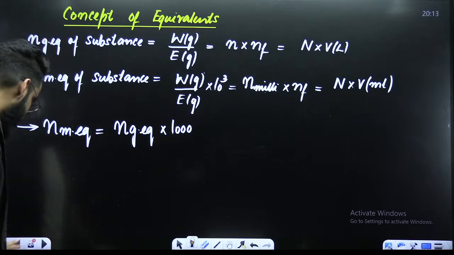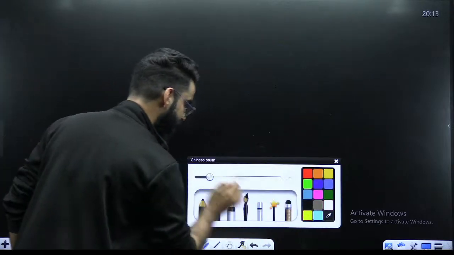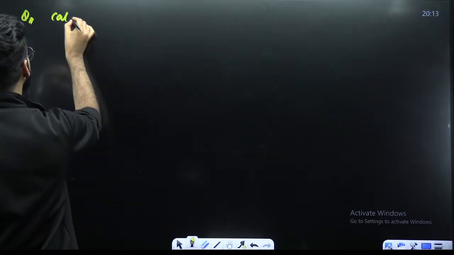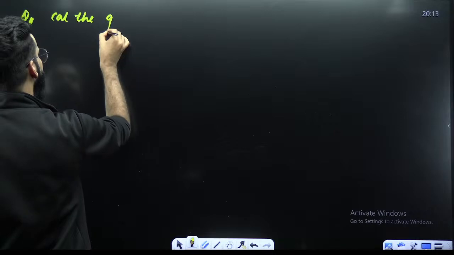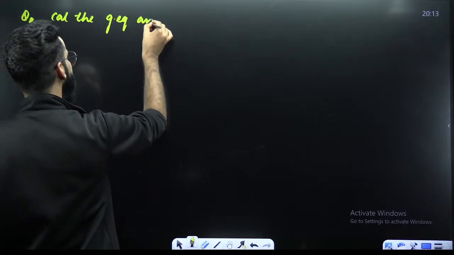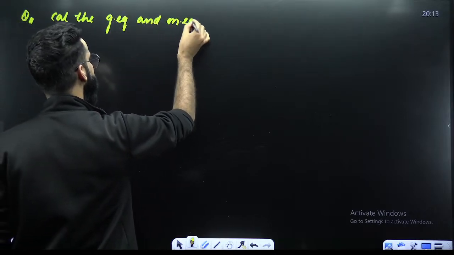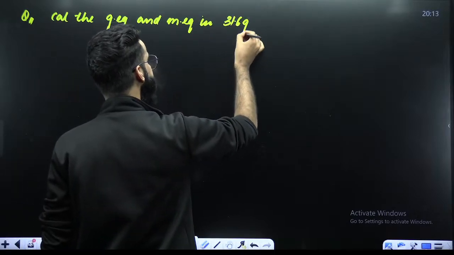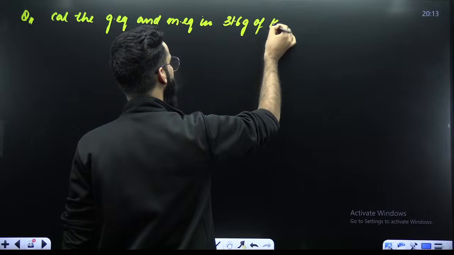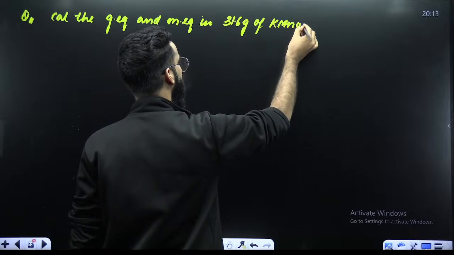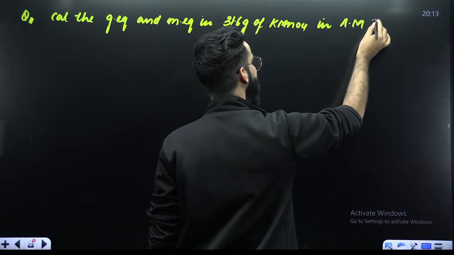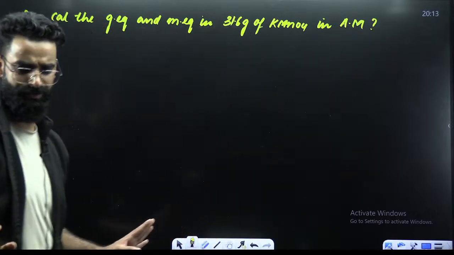For example, let's say I'm writing one simple basic question: calculate the gram equivalents and milli equivalents in 31.6 grams of KMnO4 in acidic medium. Let's say this is the question. One simple question I wrote.